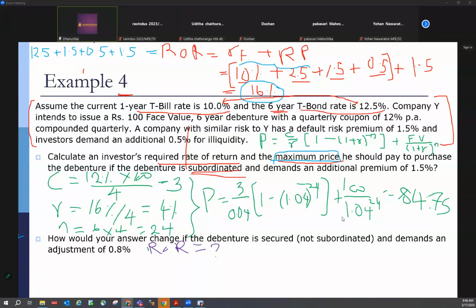So what you're saying is this is the common part of the question. This part of the question is not relevant for the second part. So ignore this. Ignore this part when you're doing this question. It is a secured debenture.